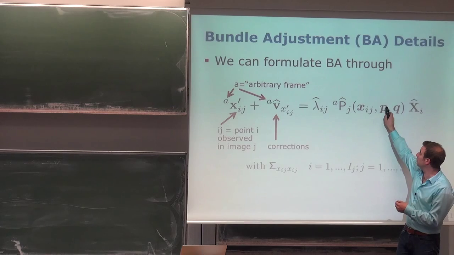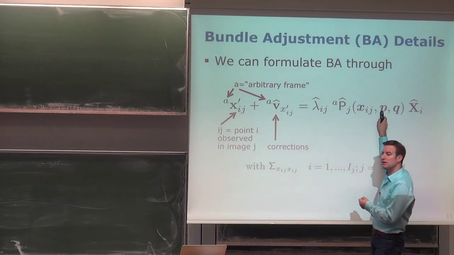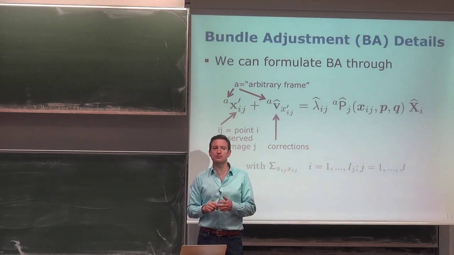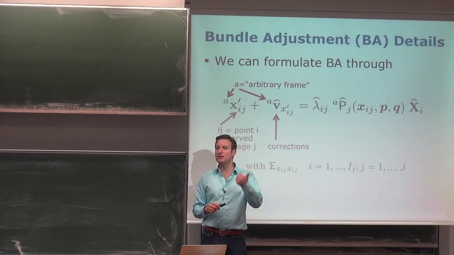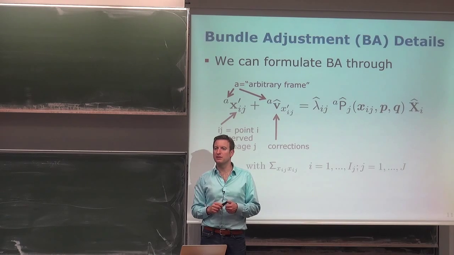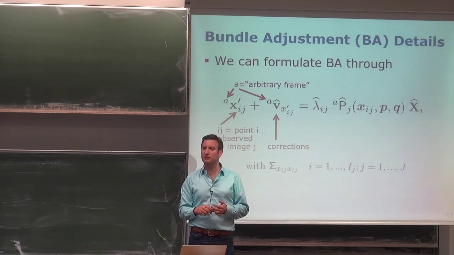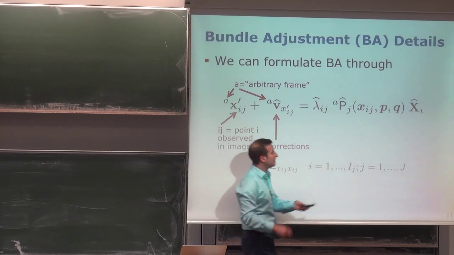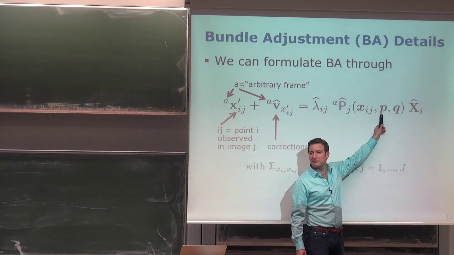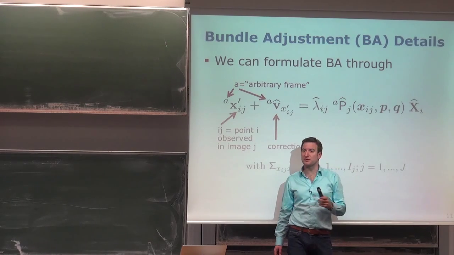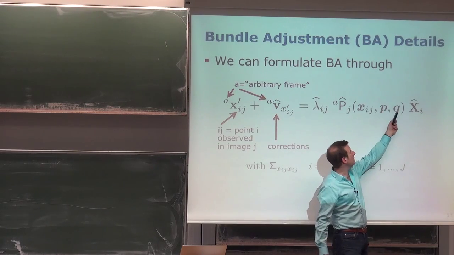So this parameter set, this vector p, are the projection parameters which are used. For example, the rotation matrix of our camera, or the camera constant, the intrinsic and the extrinsic parameters. So this is typically an 11-dimensional vector, first with 6 parameters for the extrinsics and 5 parameters for the intrinsics. And we have additionally this parameter q.